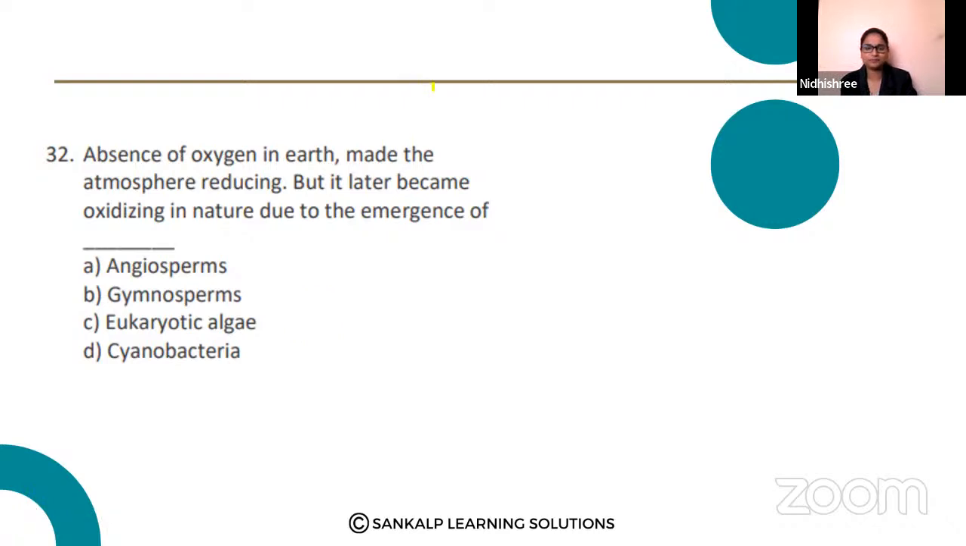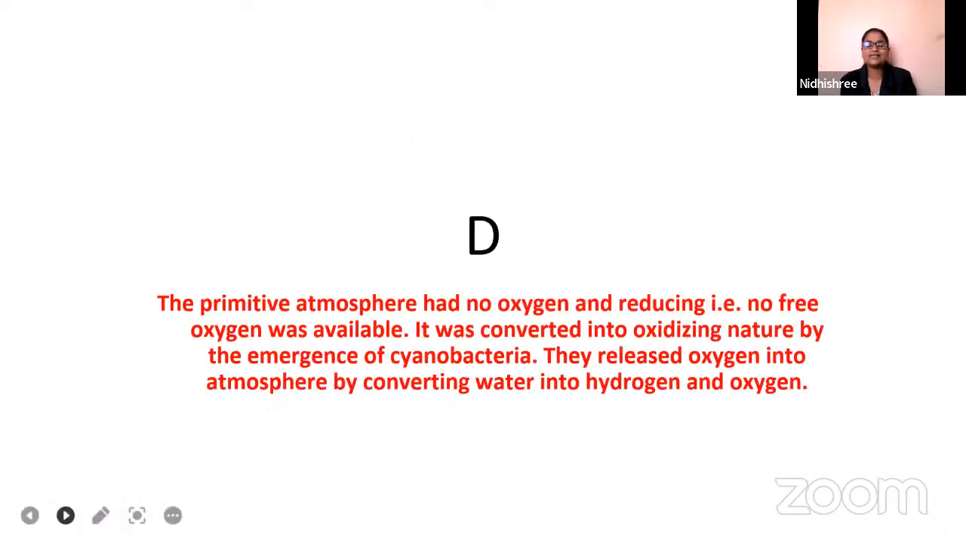Lohit, option D. Parvati, option D. Lakshmi, option C. Kumar, maybe option D. Okay, option D, cyanobacteria. Fine. Thank you. Supriya, option A. S. Harshita, option D. Let us check who is correct. Option D, that is cyanobacteria, is the right answer.